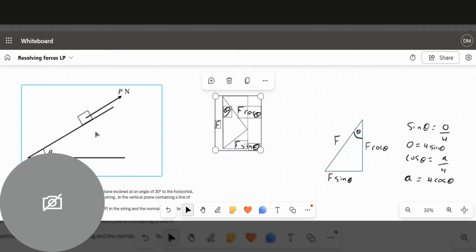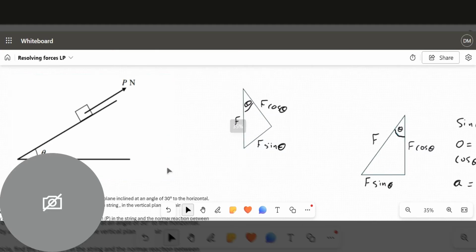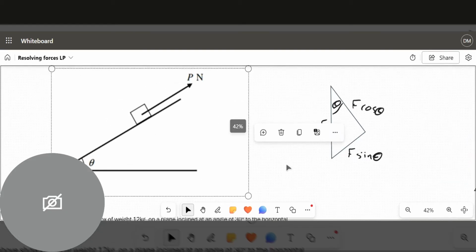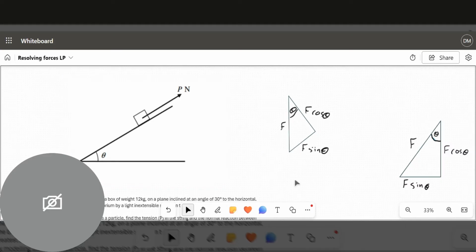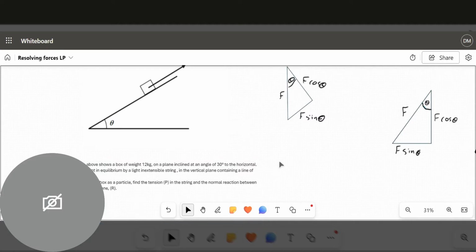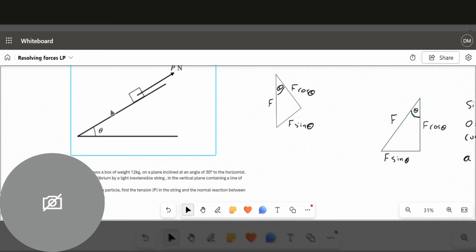Great, so now we're going to look at this force diagram here. The first thing we need to do is read the question. The figure above shows a weight of 12 kilograms on a plane inclined at an angle of 30 degrees. The box is in equilibrium. So equilibrium means that it's not moving. It has a light, inextensible string. Light means the string hasn't got any weight.